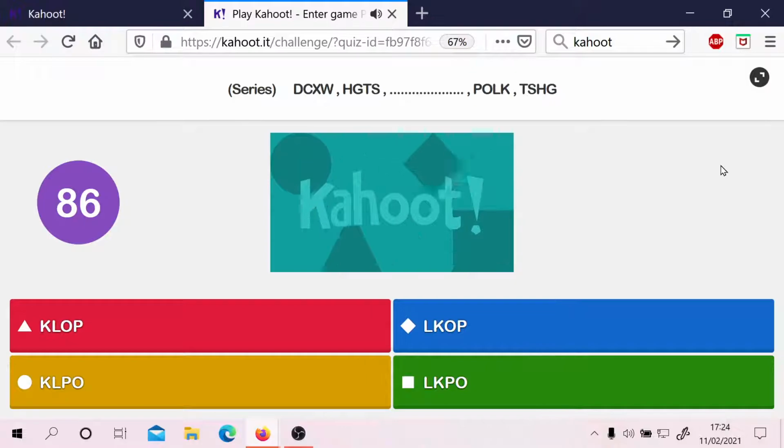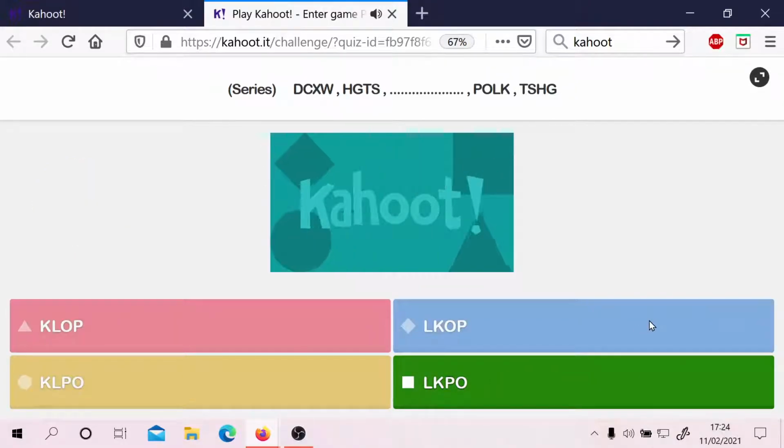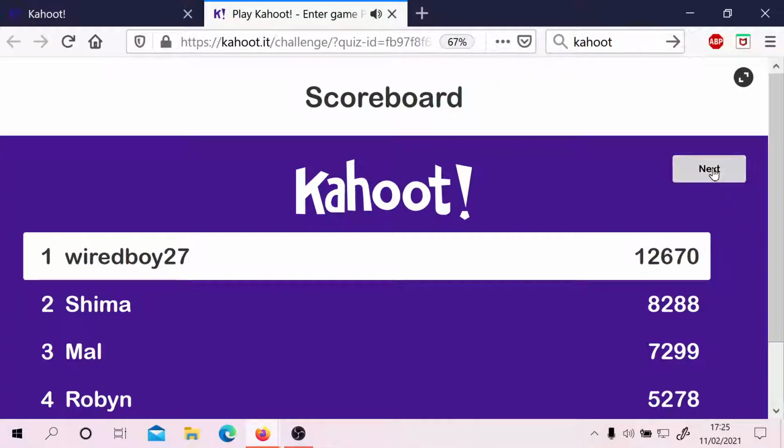So we'd need to do 12. So 12 is, I think 12 is L, right? So it'd be LK, and then we need to go 4 below 16. So LK, and then 16 is Q, is RQ. Oh no, 16 is P, sorry. Right. PO, right? LKPO. There we go. Got there in the end.